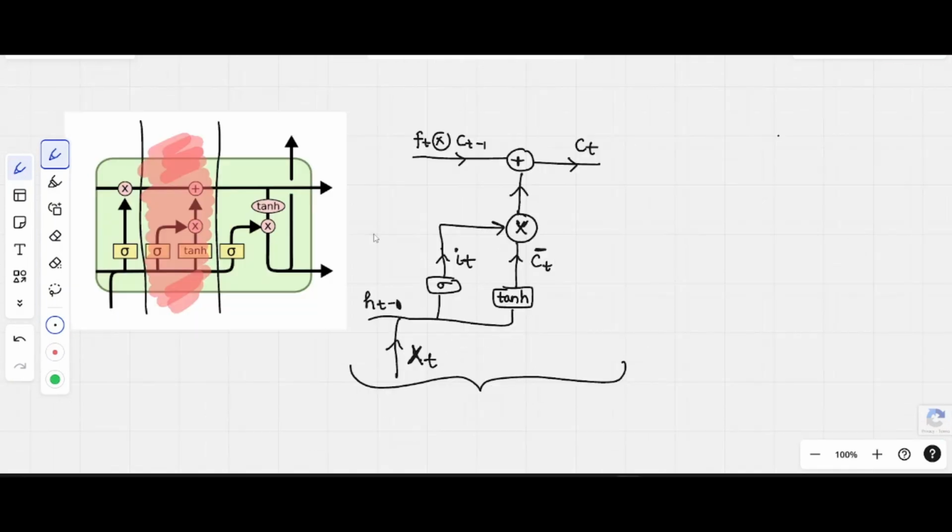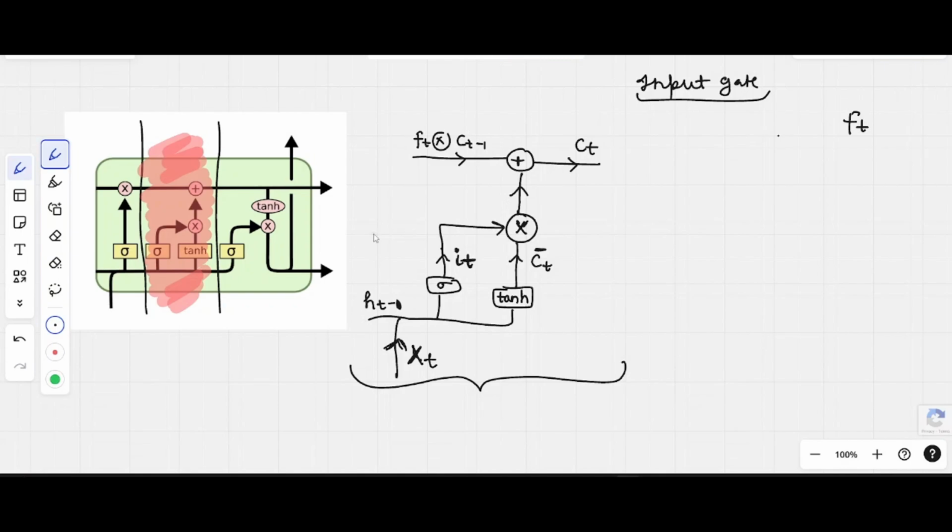So now let's discuss the second gate, and that is the input gate. We will discuss this region in detail now, and this is the architecture that I have created that exactly replicates this region. So what's happening here is that just like we calculated ft, we are calculating it the same way.